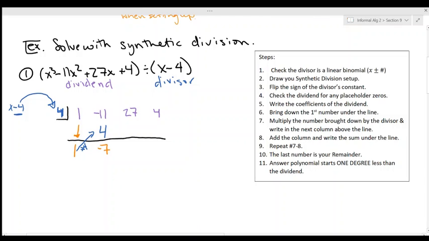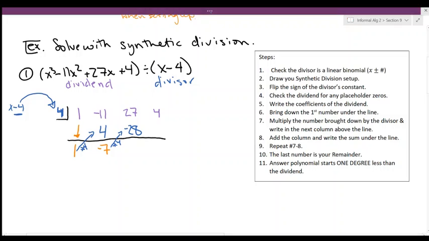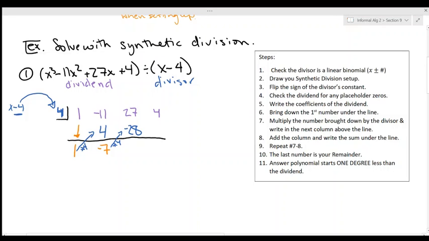Now we're going to repeat those two steps until we're done. We multiply this negative 7 by our divisor again, which is 4. Negative 7 times 4 is negative 28. Now we add 27 and negative 28, which gives us a negative 1. And now we multiply this negative 1 by our divisor. Negative 1 times 4 gives us a negative 4. 4 minus 4 gives us 0.